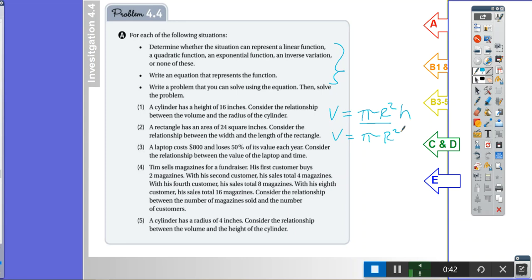And the height in this case is 16 inches. Well, we know 16 times pi, well, that's just going to be a number. It's going to be close to 50. And we have r squared. Well, we know that if we have a variable squared, we are talking about a quadratic relationship.